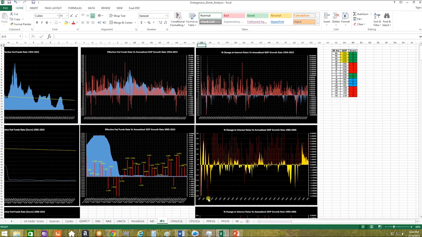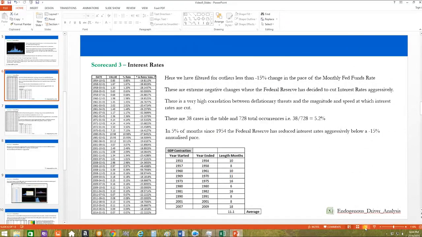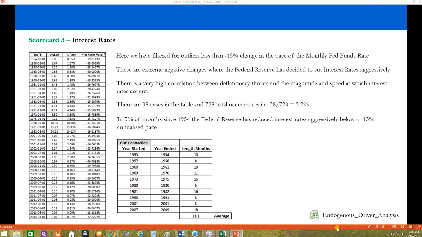And over to the right hand side, we have our scorecard, which we'll come on to a bit later. But what we'll do is go back to the presentation and we'll show you how to further analyze this data. And the way in which we really start to dig a little deeper and try to understand this data better, what we do is we start to filter for the extreme changes.